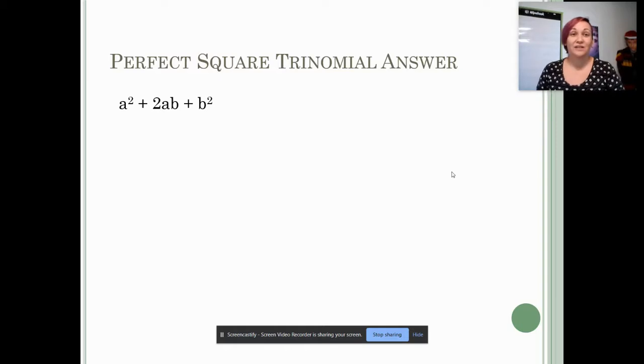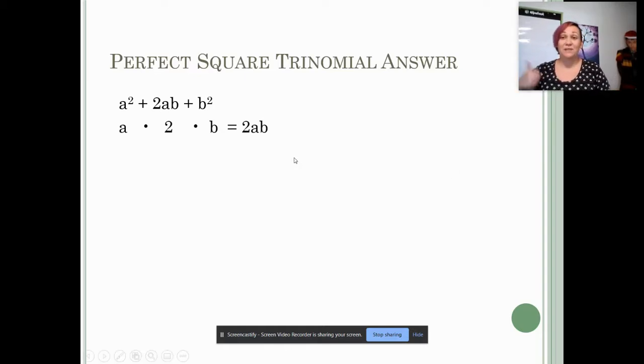After you're done identifying if something is a perfect square trinomial, it's very easy to find the answer, especially if you showed that little bit of work that I asked you to, that a times 2 times b equals 2ab. If you've decided that something is a perfect square trinomial, to write your answer, you're going to write a parentheses with a square on the outside.